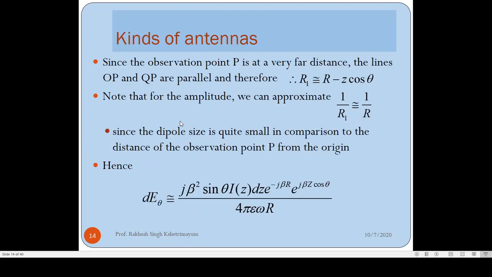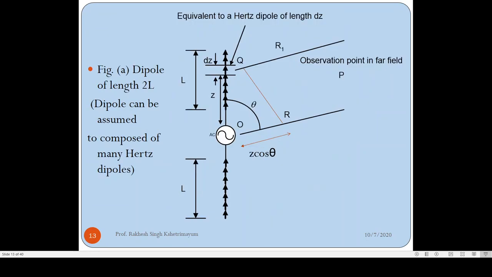So first thing is, in the far field of the antenna, what happens? Basically, this is the source. Now we are considering this Hertz dipole here, the source here. Observation point is P in the far field of the antenna. So distance between the source and observation is R1, and distance between the origin and the observation point is R. Now when you are at a very far away distance from the source, these two lines are parallel. So that is the far field approximation.